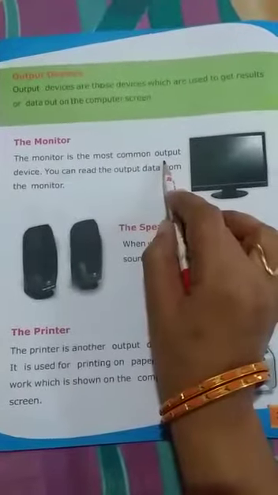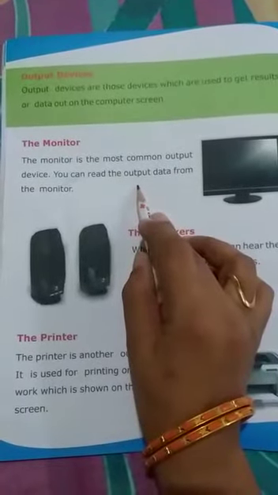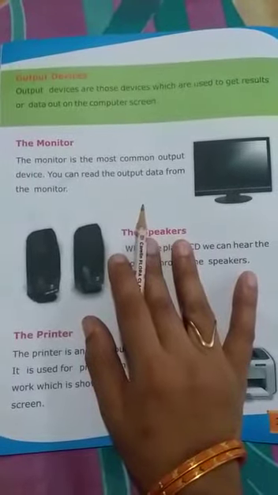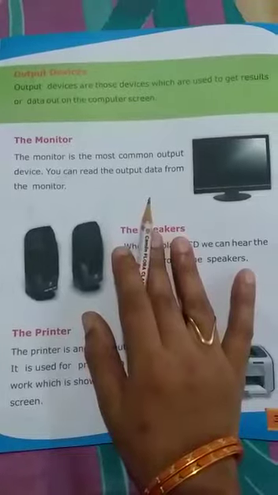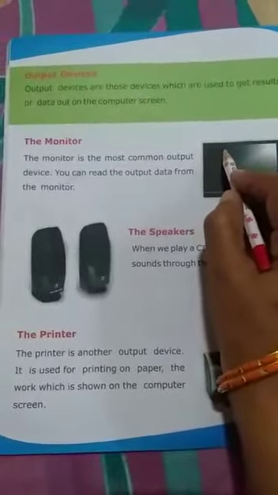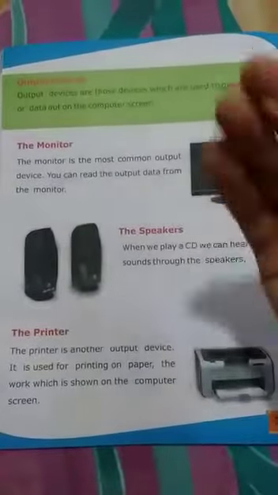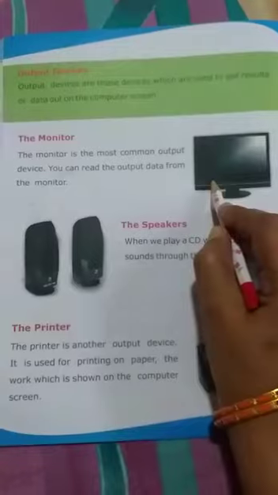Monitor, this is a monitor, a computer screen. The monitor is the most common output device. You can read the output data from the monitor. Now what happens when we type from the keyboard? Where can we see the answer? Whatever we are typing, we are able to see somewhere, right? We are able to see it on the screen. So this monitor shows us the output. So this is an output device.